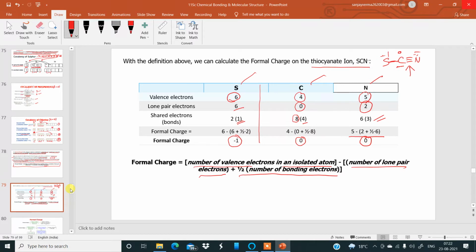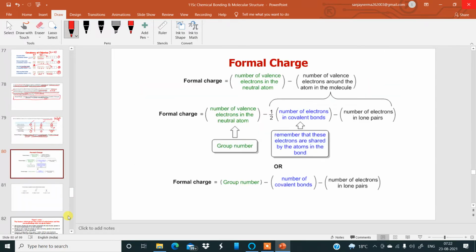I will give you some questions in the second term examination with regard to the calculation of formal charge. Now look at a more systematic formula for formal charge. Formal charge is equal to the number of valence electrons in the neutral atom minus the number of valence electrons around the atom in the molecule. This has been opened up over here: that is equal to minus half the number of electrons in covalent bonds minus the number of electrons in lone pairs. So this has been subtracted.